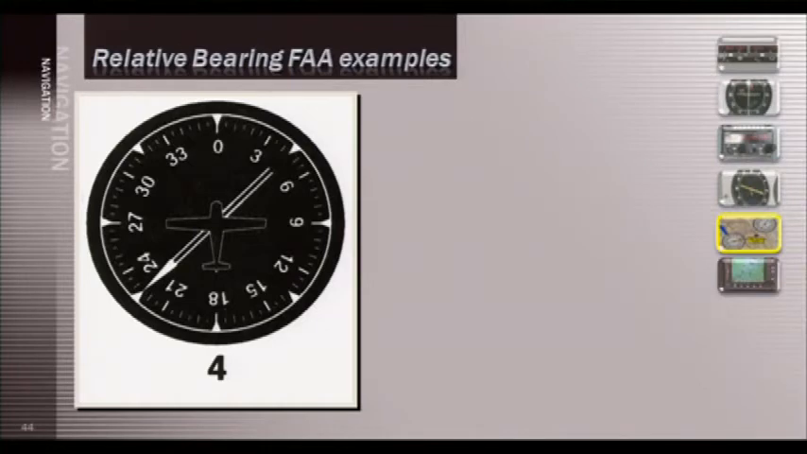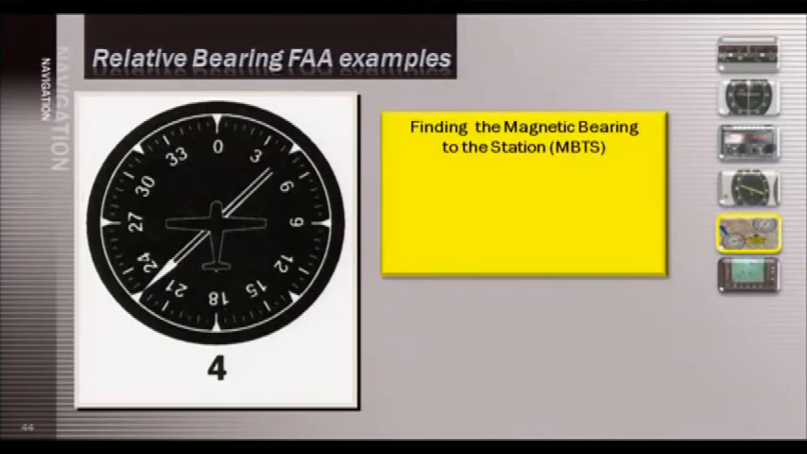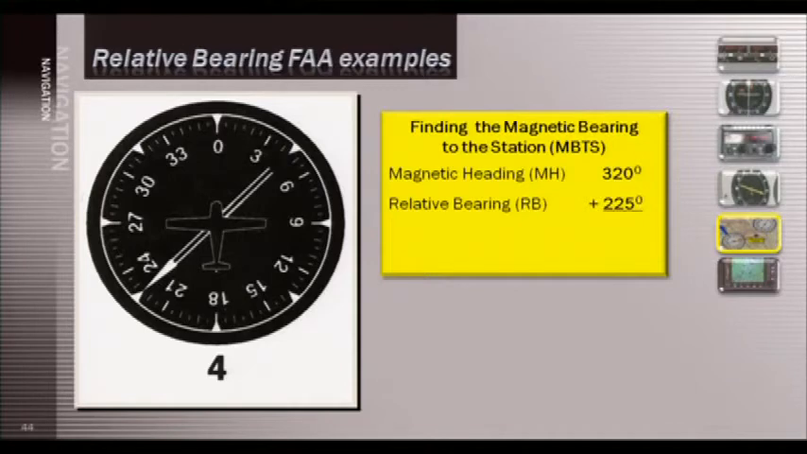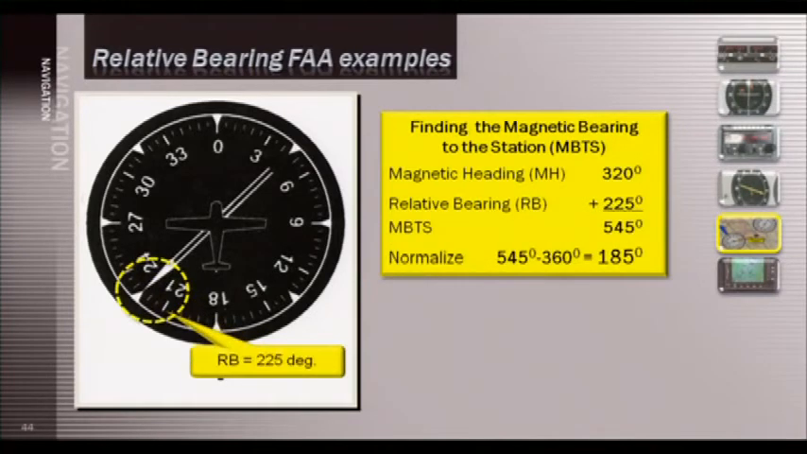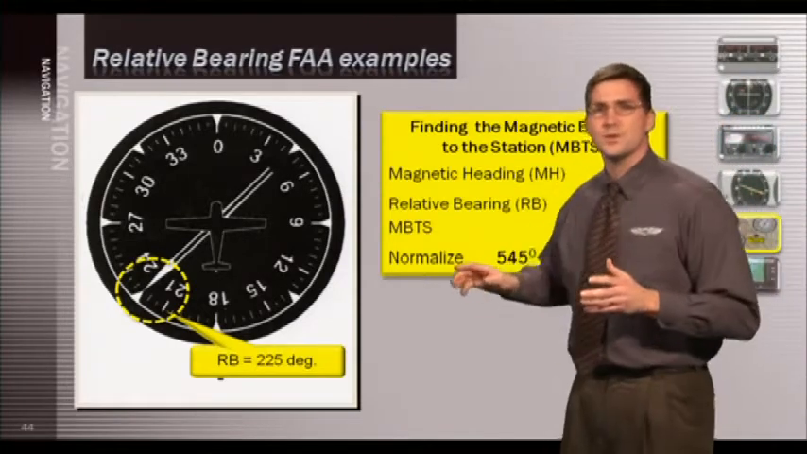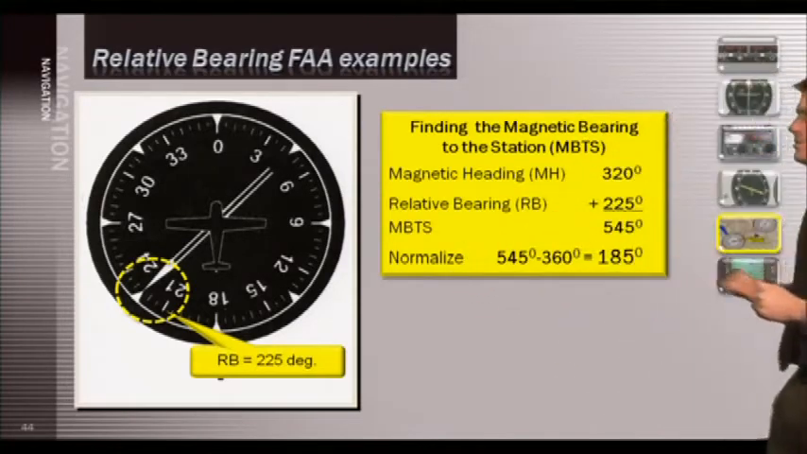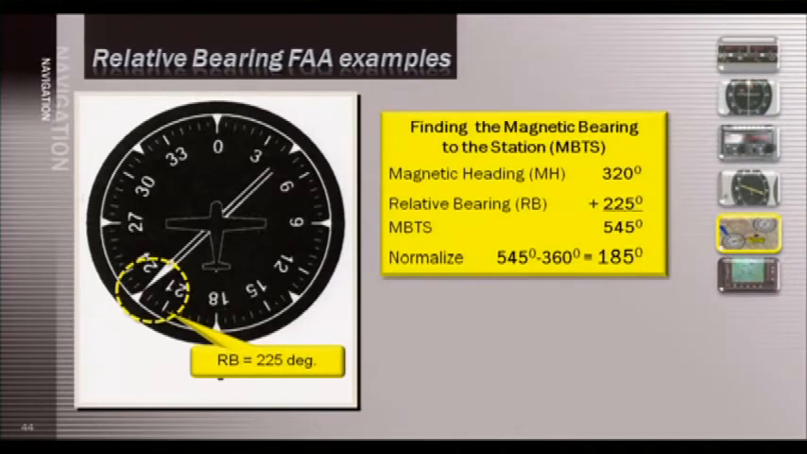The given magnetic heading is 320 degrees. The head of the needle indicates a relative bearing of 225 degrees. Adding these two values provides a magnetic bearing to the station of 545 degrees. But wait a second, that's greater than 360 degrees. To normalize the magnetic bearing to the station, we must subtract 360 from 545. In this case, this equals 185 degrees, as you can see right there, which is the magnetic bearing to the station.